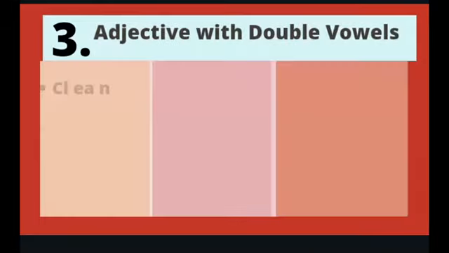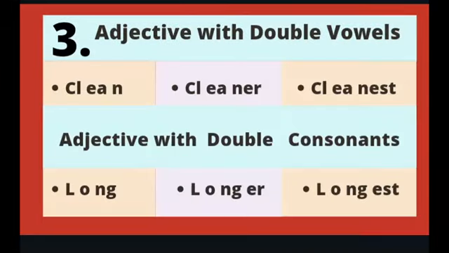Rule number 3. Adjectives with double vowels. Now look at the word clean. There are 2 vowels there, EA. So in such cases, you need to add ER at the end of the word to get the comparative degree. So clean, cleaner. And to get superlative, you need to add EST at the end of the word. So clean will become cleanest. So we have clean, cleaner, cleanest.